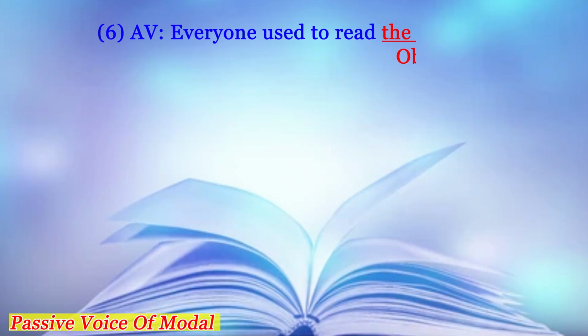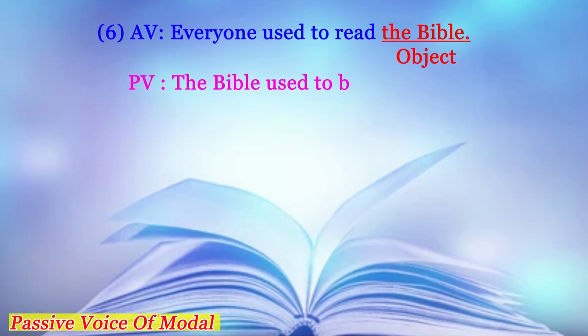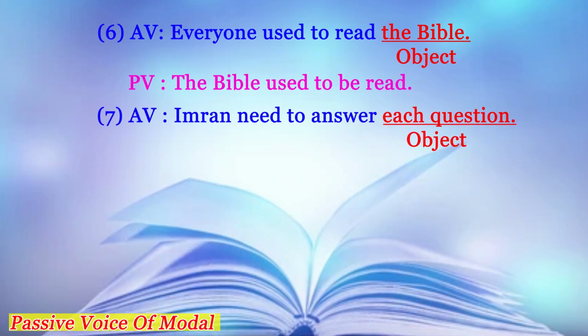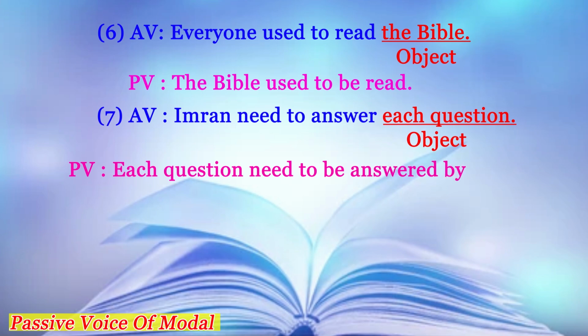Everyone used to read the Bible. The Bible is the object, so the object becomes the subject: the Bible used to be read. Imran need to answer each question. So each question is the object in active voice, and it becomes the subject of passive voice: each question need to be answered by Imran.